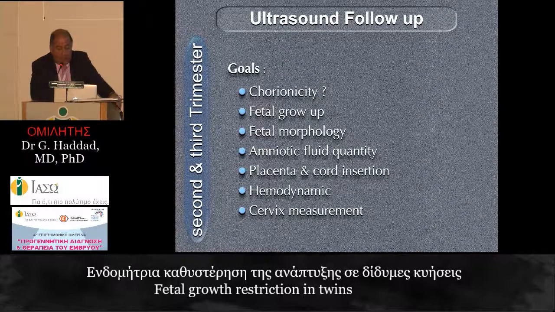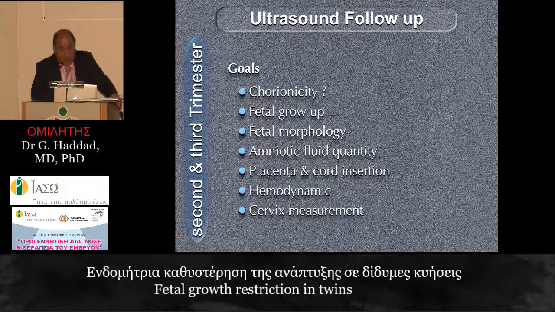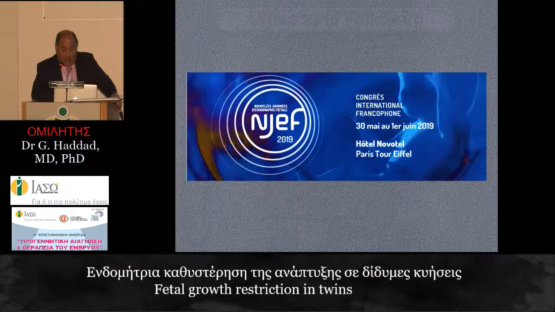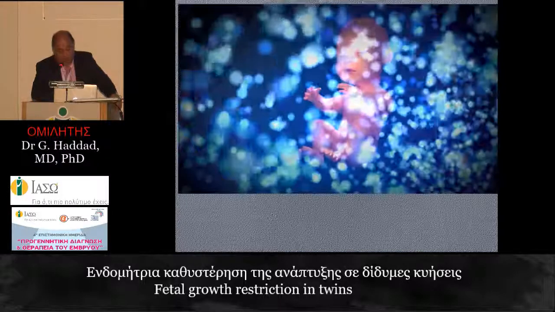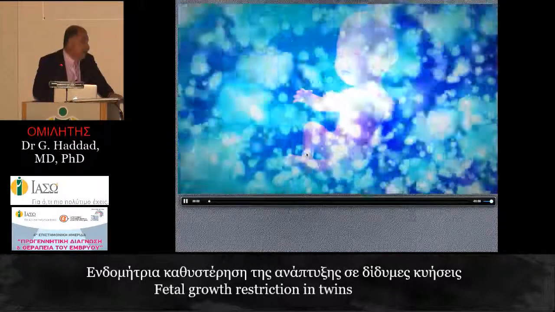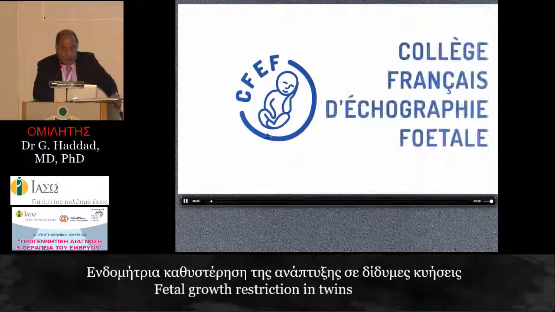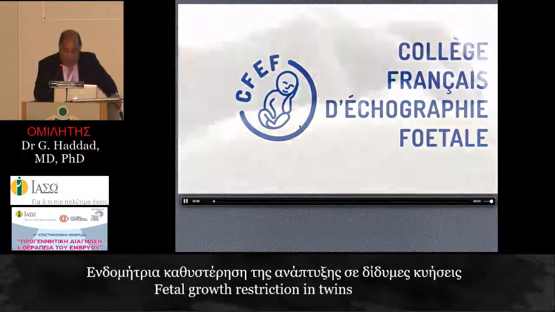In the second and third trimester, if you haven't seen the chorionicity in the first trimester, you have to establish the chorionicity in the second trimester. You check fetal growth, fetal morphology, always the amniotic fluid quantity, the placenta and cord insertion every time, hemodynamics for the two twins with the MCA, and cervix measurement every month.